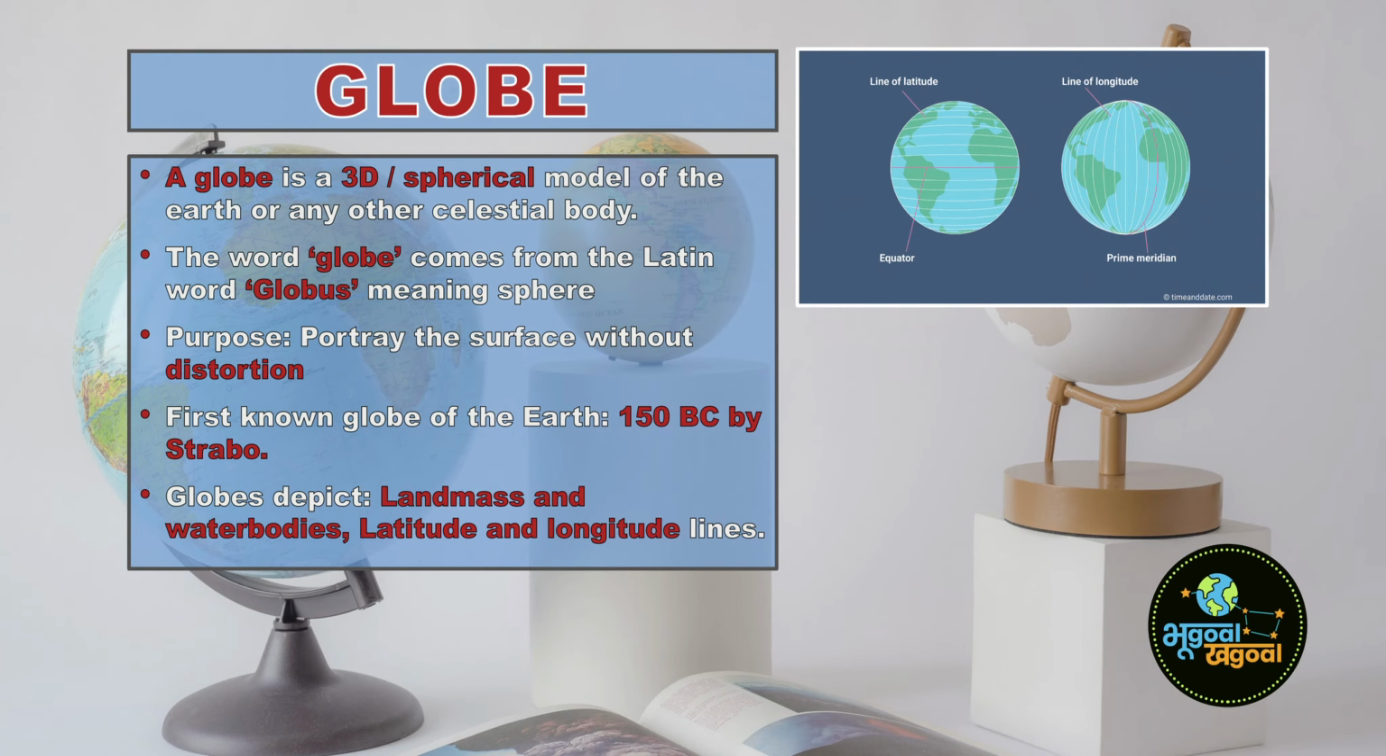The word globe comes from the Latin word globus, meaning sphere. A globe is a 3D or a spherical model of the earth or any celestial body. The purpose of the globe is to portray the surface without any distortion. The first known globe of the earth is from about 150 BC by Strabo. The globe shows landmass and the water bodies. Apart from that, it also shows latitudes and longitudes.